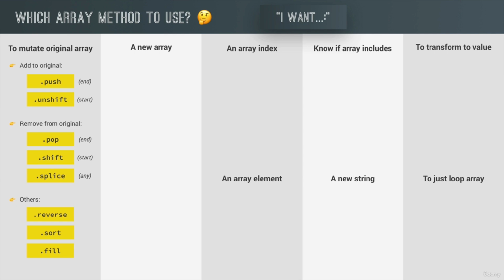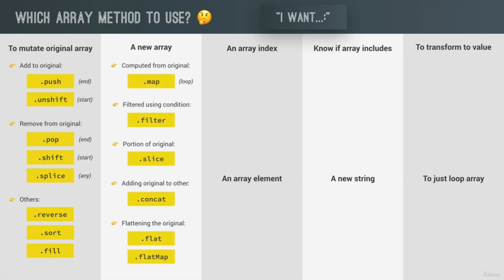So if instead we want a new array, then we can use one of these methods. If we want to calculate one array from the original, then we use the map method. And this one we use all the time as it loops over the original array and creates a new one based on that. We can also create new arrays by filtering for a condition or by taking a slice of the original array. We can also concatenate two arrays and create a new array based on that. And finally, we can flatten the original array using flat and flatMap.